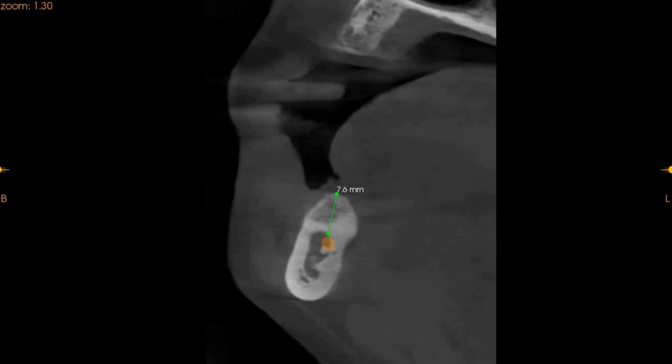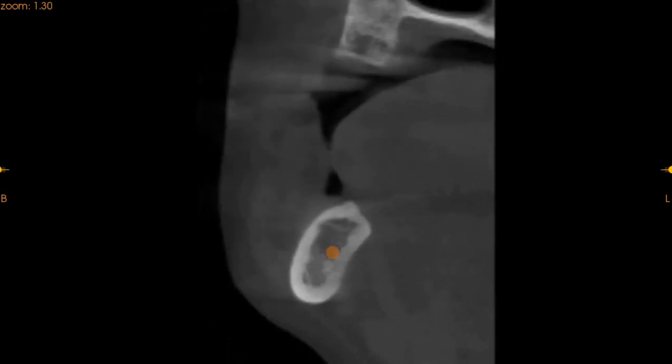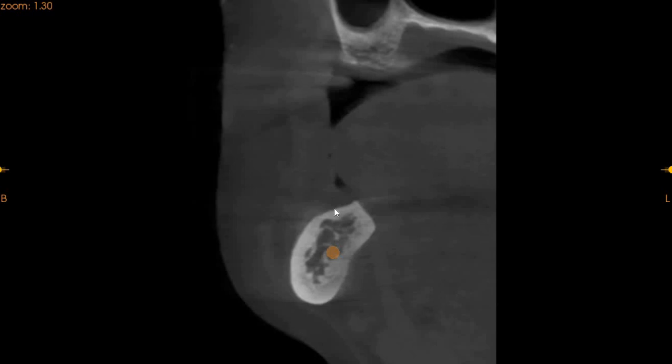We've got 7 millimeters of bone, which will leave it very insufficient for proper implant placement. Moving to the molar region, we again have very insignificant bone. We don't have sufficient bone height or ridge height from the crest of the ridge to the inferior alveolar nerve.